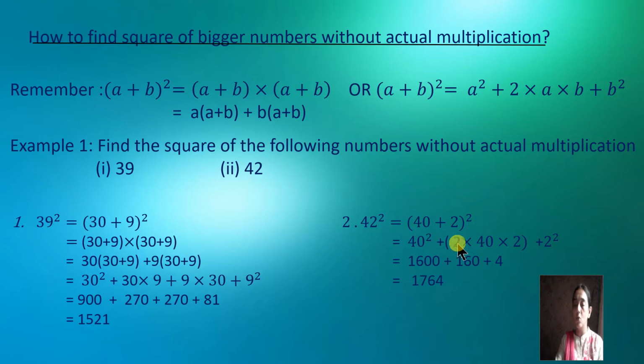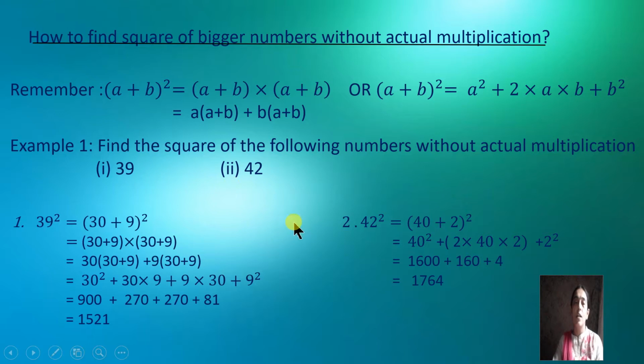Once again I repeat, square of the first term, plus 2, always plus 2 into first term into second term. So 2 into 40 into 2, plus square of the second term. Here second term is 2, so plus 2 square. So that is 1600 plus 160 plus 4, which is equal to 1764.